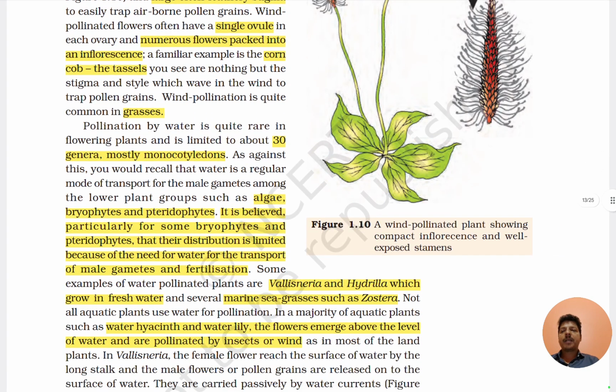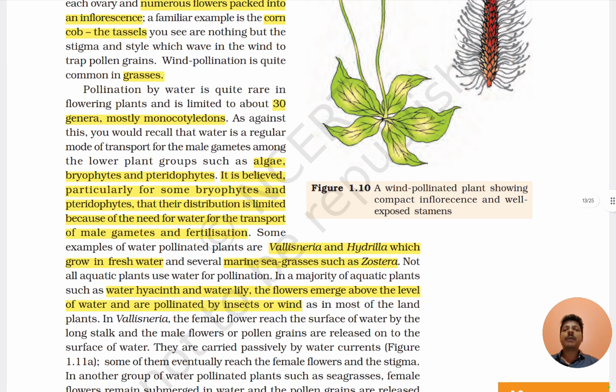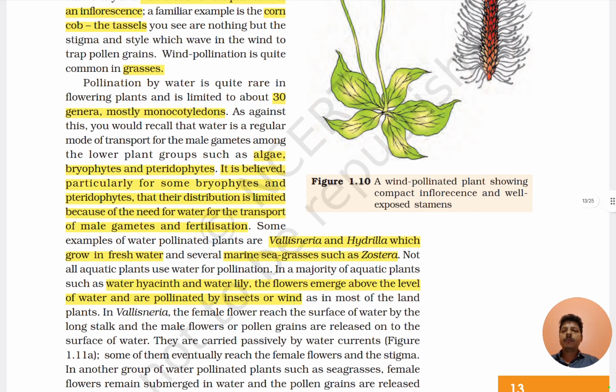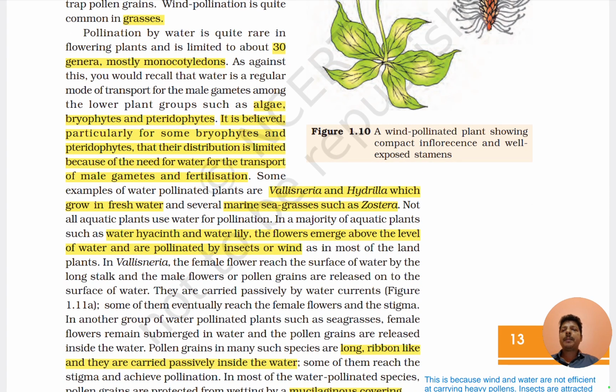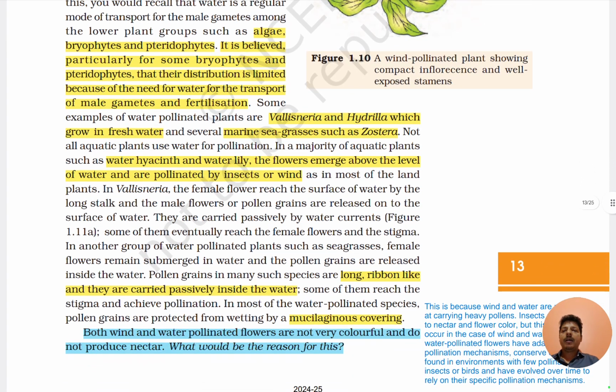grasses. Coming to water, it is quite rare and limited to about 30 genera. Only about 30 genera of angiosperms are pollinated by water, and it mainly occurs in lower plants, algae, bryophytes, pteridophytes, and examples are Vallisneria and Hydrilla in freshwater and Zostera in marine water.